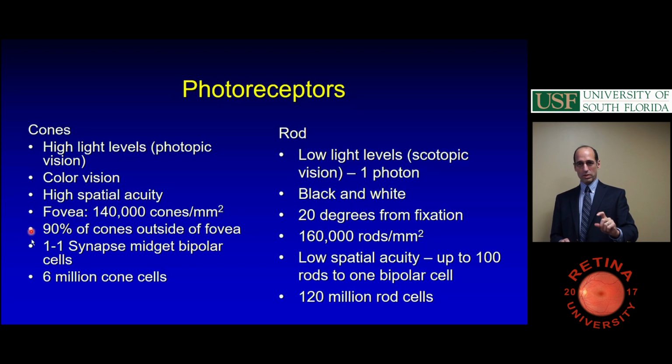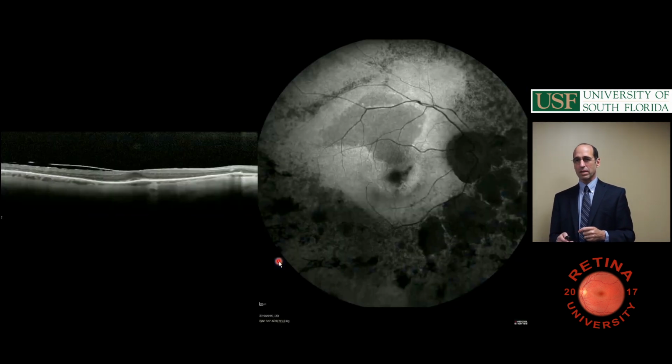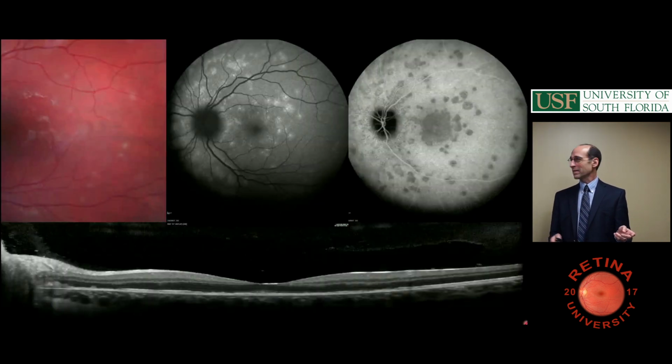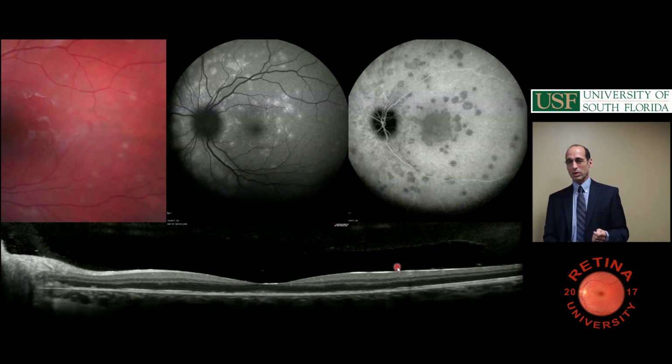Also, the cones have a 1-to-1 synapse in certain areas with midget bipolar cells, and there are about 6 million cones and about 120 million rod cells in your eye. And when you get out to the periphery, this is that case we saw, a patient with retinitis pigmentosa, an example of a disease where your rods are damaged. There are white spots in the retina and abnormal fluorescence. This is autofluorescence. It's muted.